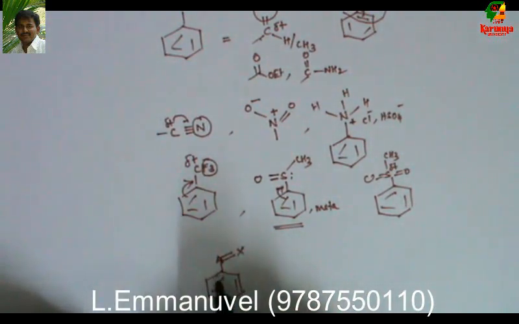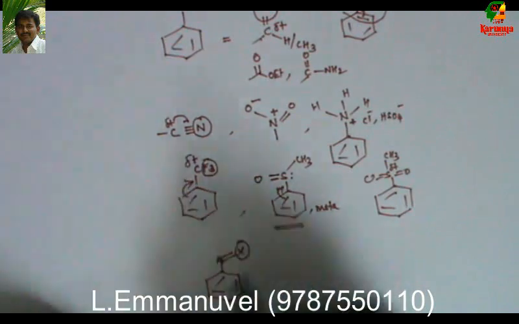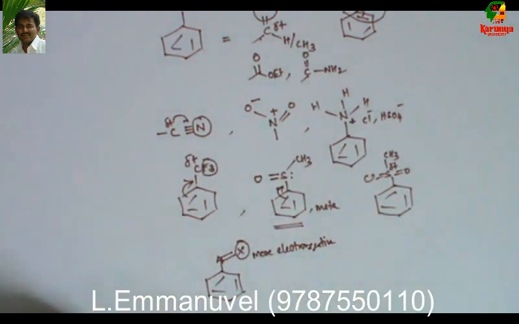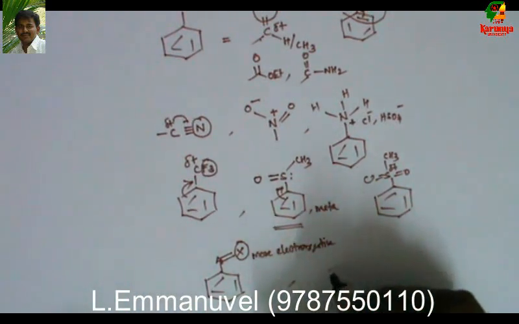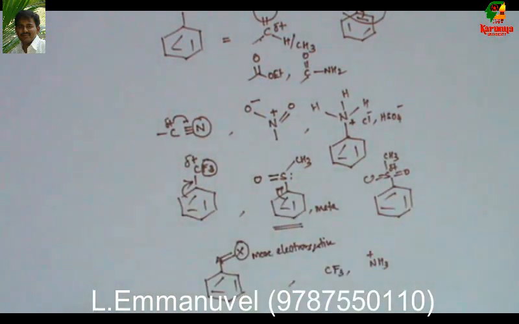Easily you can remember like this. If the aromatic ring is attached to a double bond like this, and in the double bond, this atom is more electronegative than A, then that will lead to meta-directing. There are a few exceptions, that is CF3 and NH3 plus. In these there is no double bond. Because of the higher electronegativity, or because of the positive charge on this carbon, it directs to the meta position.